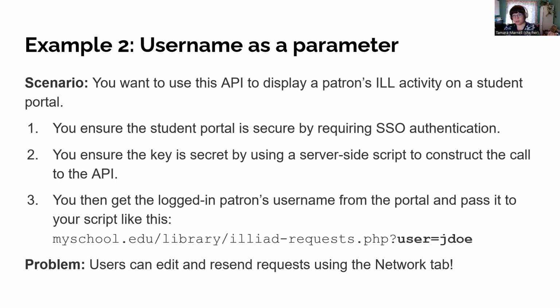So you can go through all the steps to protect it. You make sure, like, you're putting this on a student portal, for example, just to show the Iliad requests. You ensure the portal is secure by putting SSO authentication on top of it. You ensure the key is secret, because you're not sending this over raw in JavaScript. But if you get the logged-in patron's username from this portal after they have signed in and you pass it to your script, let's say you put your script at myschool.edu/library/iliad request.php, with parameter user equals JDoe, even though this wouldn't be in JavaScript, users can edit and resend requests using the network tab.